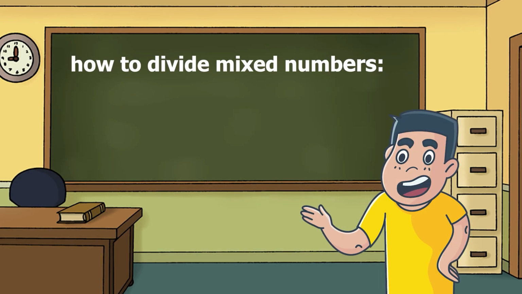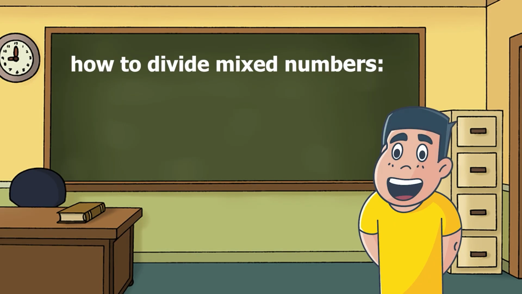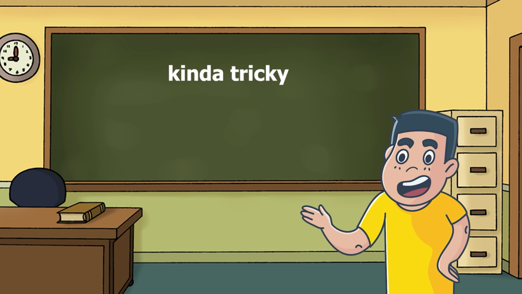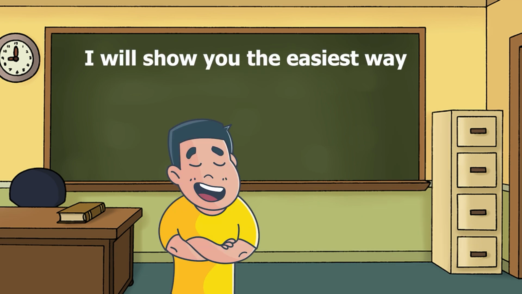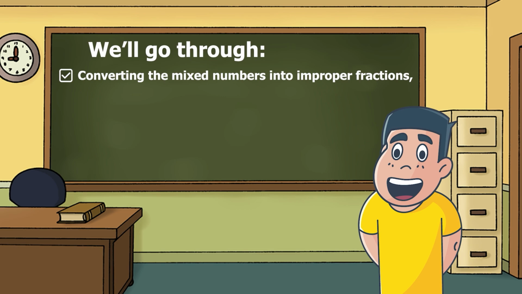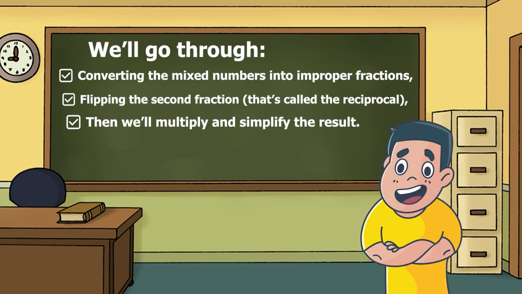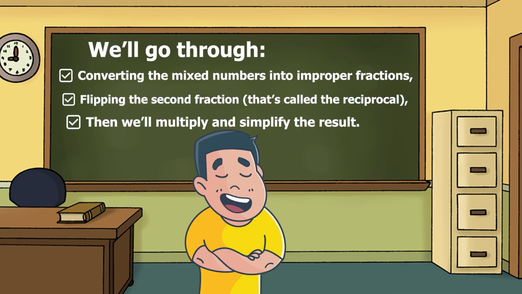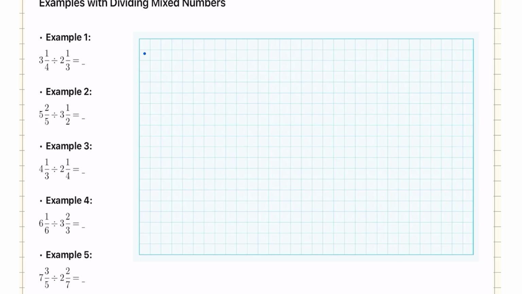Now let's learn how to divide mixed numbers. It may seem a little tricky at first, but I'll show you how to make it easy. We will go through converting mixed numbers into improper fractions, flipping the second fraction, then we will multiply and simplify the result. Let's get started. Okay, first one.